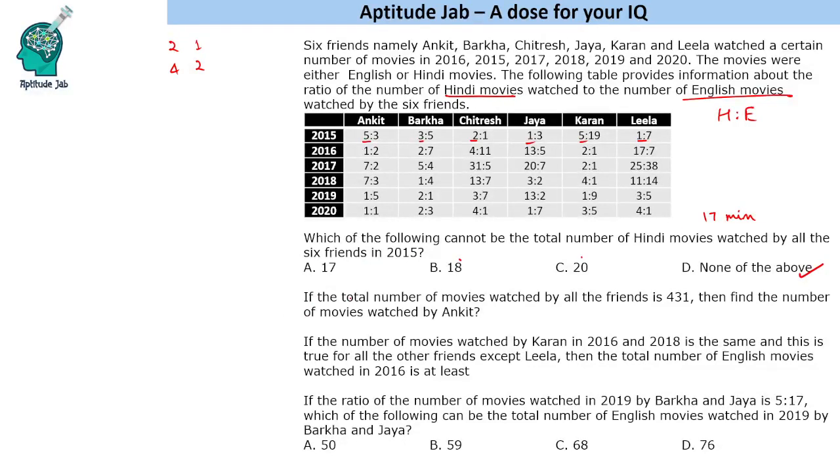Next question, if the total number of movies watched by all friends is 431, then find the number of movies watched by Ankit. Now in this case, let's do the same thing again. We will find the least number of movies, because whenever such questions are given where a specific number is given, it has something to do with the least number of items. Okay, so let us use the ratios to find out the least number of movies watched by them. So just add them. You will have to add all these ratios.